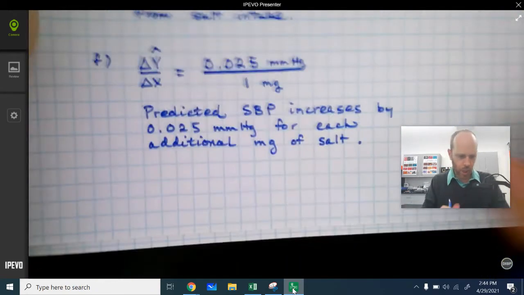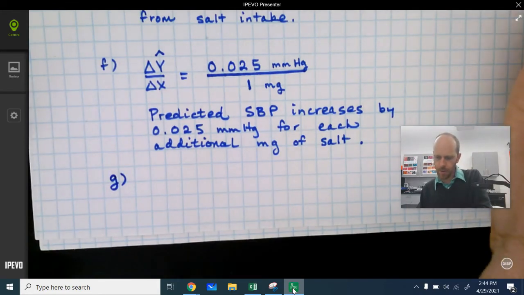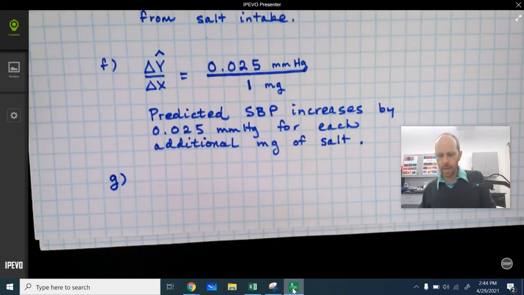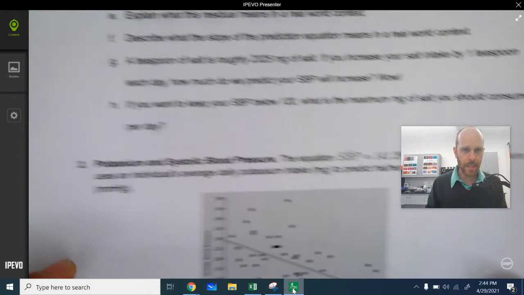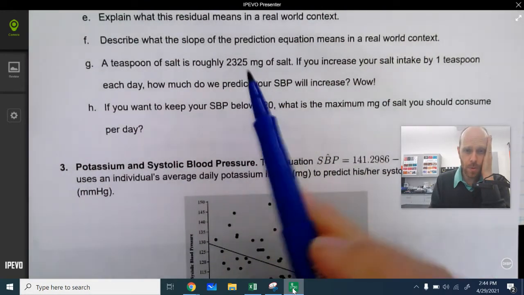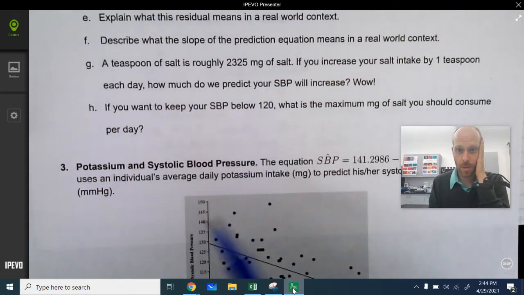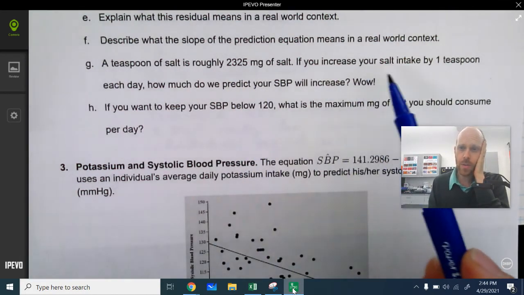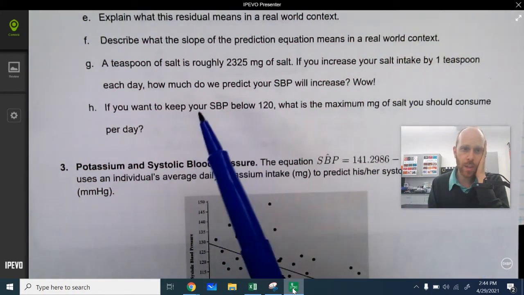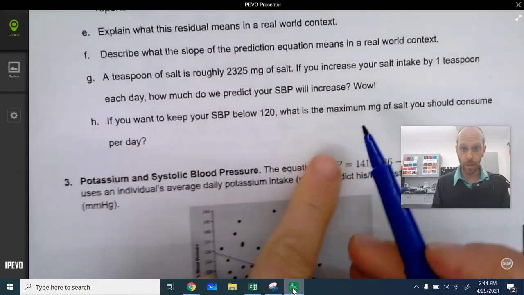All right, so let's go to G. And G is kind of an interesting question. G says that a teaspoon of salt, can you picture a teaspoon? A teaspoon of salt is roughly 2,325 milligrams of salt. And so if you increase your salt intake by 1 teaspoon each day, how much do we predict your blood pressure is going to increase?